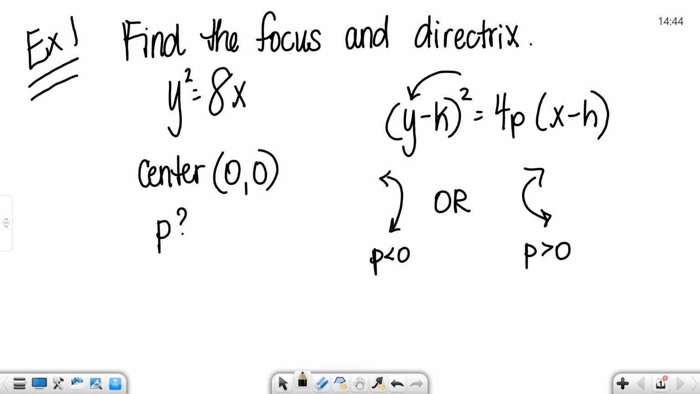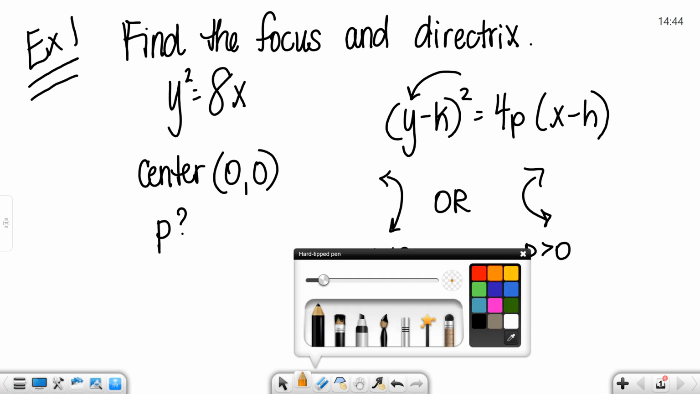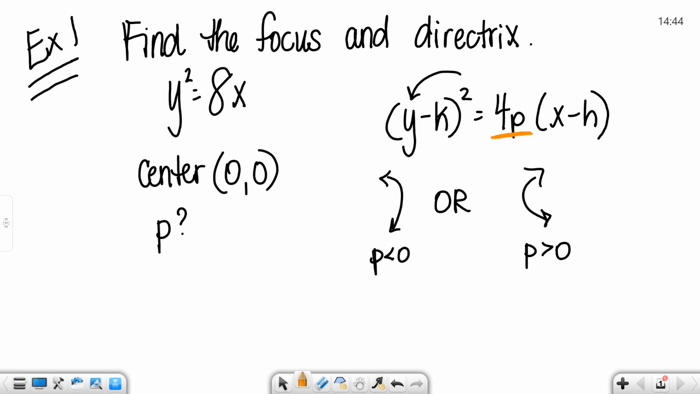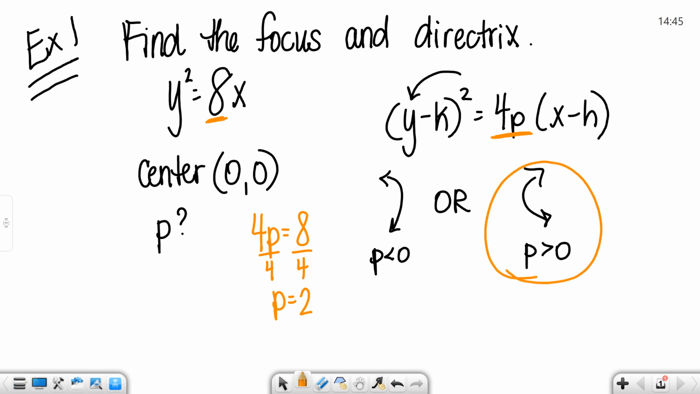So let's find p so we know. Well, in our equation, 4p is sitting in front of the x. The thing in front of our x is 8. So 4p is 8. That doesn't mean p is 8. 4p is 8, so divide by 4, and we get p is 2. Awesome. We got p is 2, which is a positive number. Ours is definitely opening to the right.